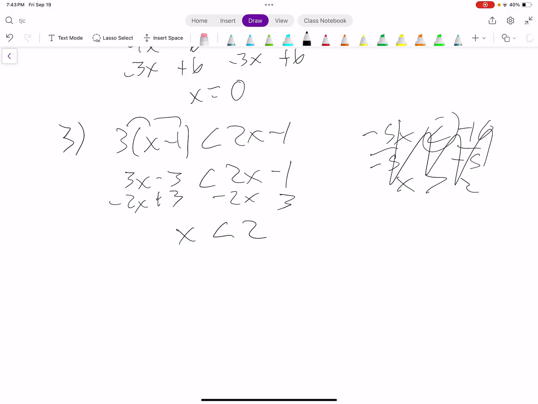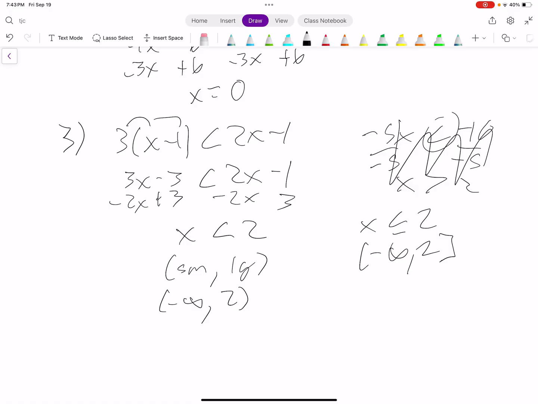Now, I want this answer in interval notation. So in interval notation, you have the smallest value and the largest. Smallest value, there isn't a smallest. x keeps on going down, so it's negative infinity. The largest value is 2. Now, if there had been an equal sign, then your answer would be negative infinity to 2, and then you'd have a bracket because of the equal sign. Okay, this is the third question.